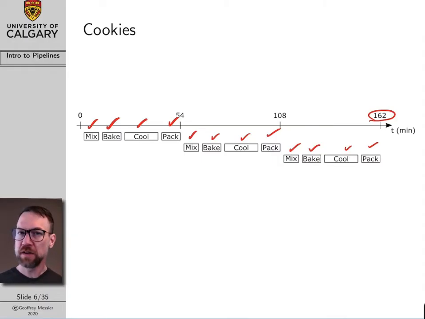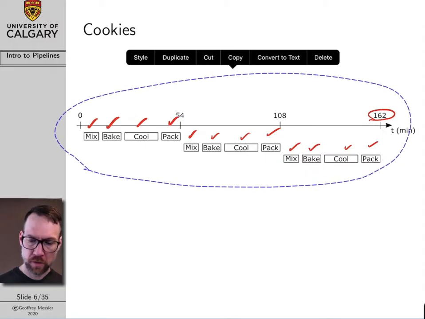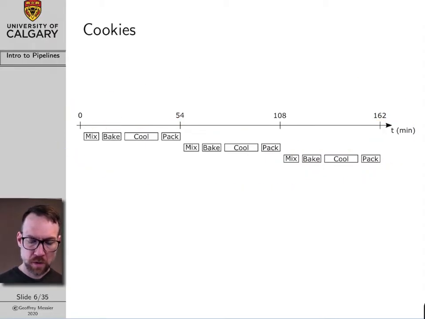Okay, so this is obviously wasteful, right? So while, I'll just get rid of these check marks. Once we have our first batch of cookies in the oven, we're not doing anything, right? So while the first batch is in the oven, why not mix the dough for the second batch? So there are things that we could be doing while other stages of our operation are going on.